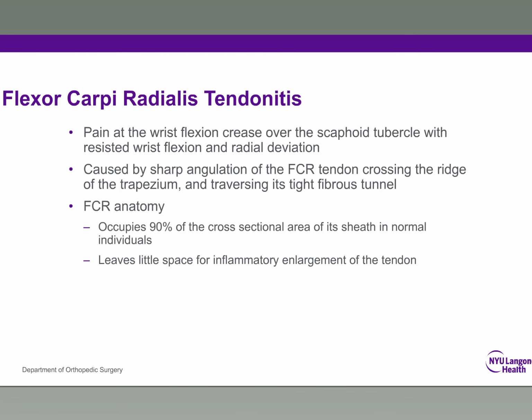So the theory is that FCR takes a sharp turn there as it crosses the ridge of the trapezium, and it goes into this tight fibrous tunnel. Now, the FCR takes up about 90% of the space in that area, so a little bit of tendonitis, a little bit of inflammation, doesn't leave a lot of space, and it causes quite a bit of pain. The pain is felt with resisted wrist flexion and radial deviation.